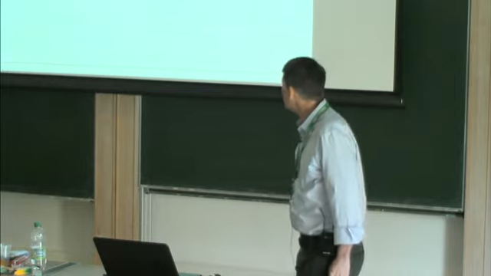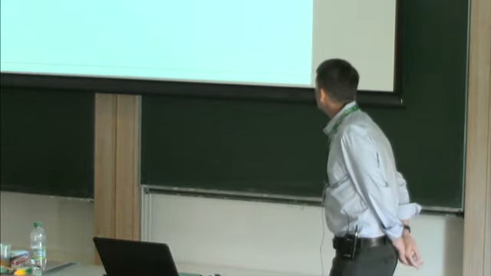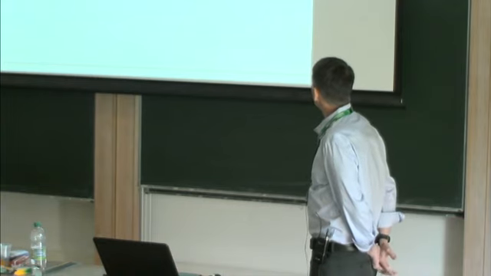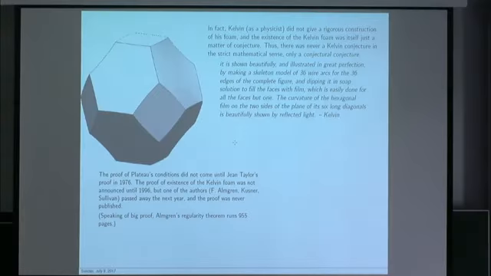So how did Kelvin describe this mathematically? He says it is shown beautifully and illustrated with great perfection by making a skeleton model of 36 wire arcs for the 36 edges of the complete figure and dipping it in soap solution to fill the faces with film, which is easily done for all the faces but one. The curvature of the hexagonal film on the two sides of the plane of its 6 long diagonals is beautifully shown by reflected light.